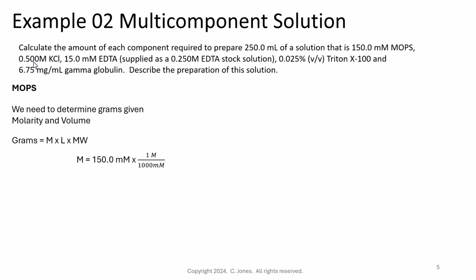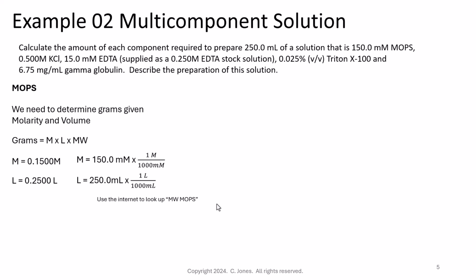Here the molarity is given to us in millimolar again, so we need to convert millimolar into molarity. When we do that, it's 150 millimolar times 1 molar per 1,000 millimolar, or 0.1500 molar. The volume in this problem is given to us in milliliters, and whenever our calculation involves molarity, we need to convert milliliters into liters. That's just 250 milliliters times 1 liter per 1,000 milliliters.